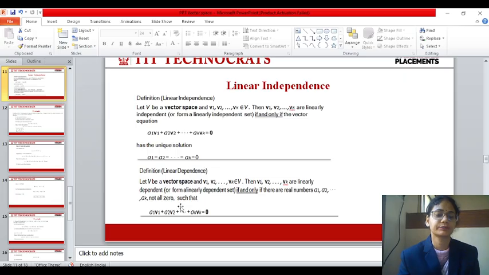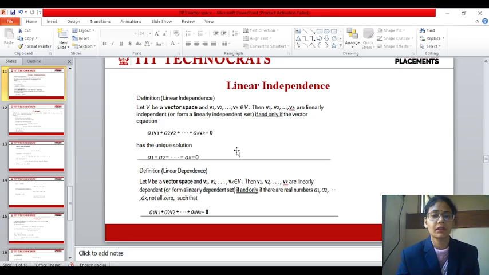The next is a very important definition for vector spaces. It is linearly independent and linearly dependent subsets of a vector space. So for linearly independent and dependent, simply suppose you are given a set of vectors v1, v2, v3.